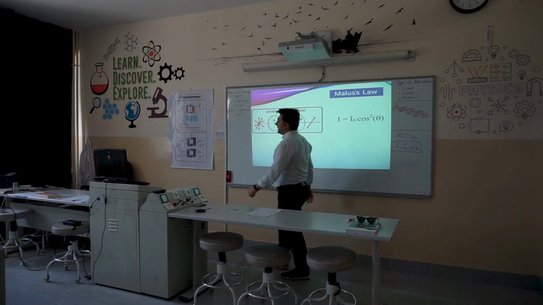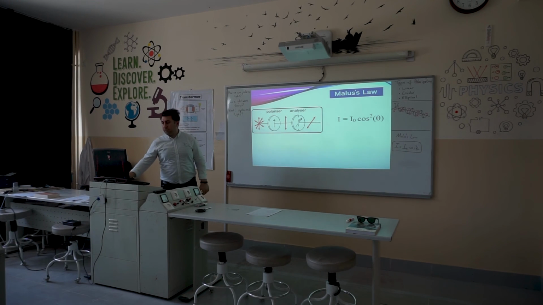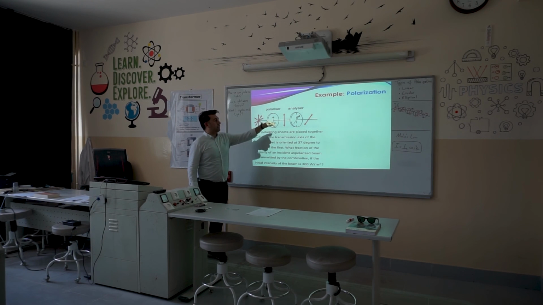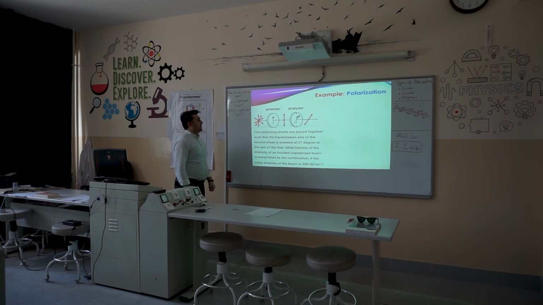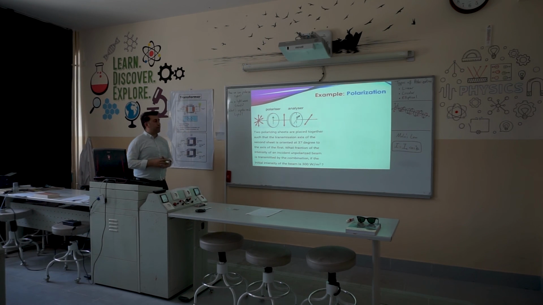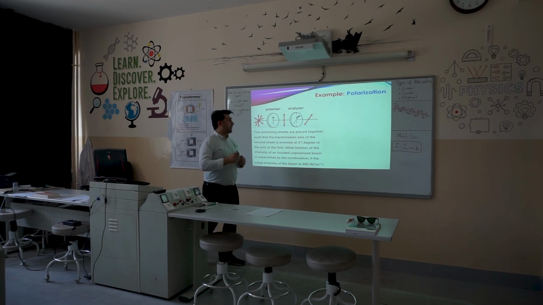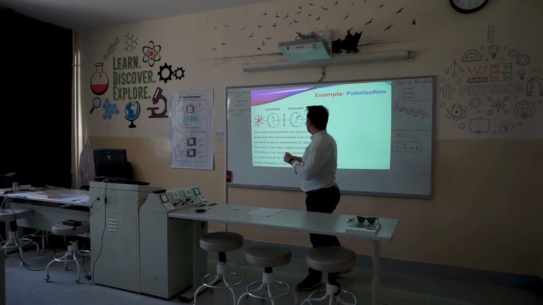So we have this problem. We have two polarizing sheets. These are the filters together, and the angle between these two is 37 degrees. And we are given the initial intensity as 300 watts per square meter, and we are looking for the final intensity of the light.